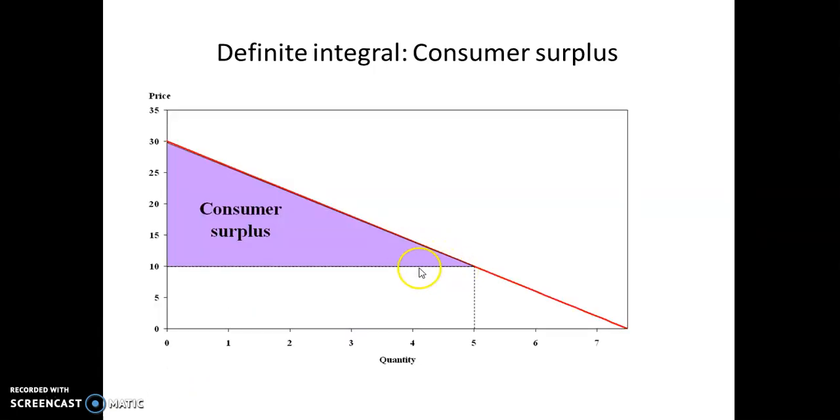So if you have a look, we took the 100, which is this entire area, and we said minus the product of PQ, which is this area. So by subtracting this, what I was left with was my consumer surplus.